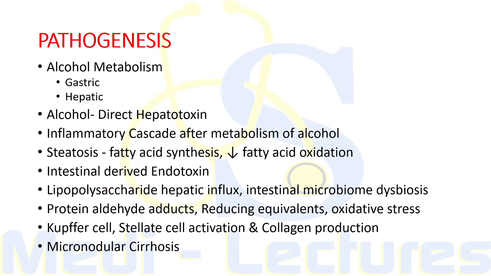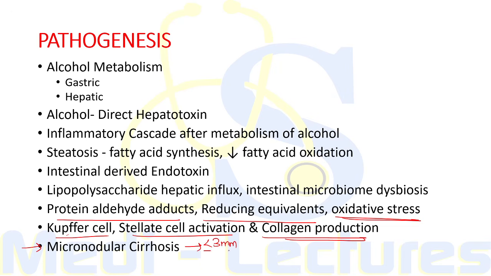Also there is production of toxic protein aldehyde adducts, generation of reducing equivalents, and presence of oxidative stress in alcoholic liver disease. Finally, the activation of Kupffer cells and stellate cells leads to collagen production and fibrosis, and finally there is development of micronodular cirrhosis. Now this is because the nodule size in alcoholic liver disease is less than 3 mm.